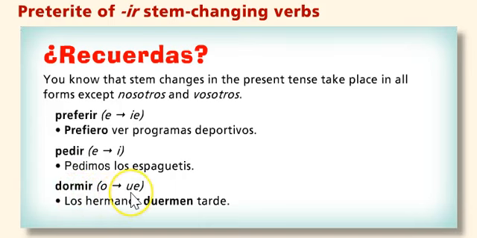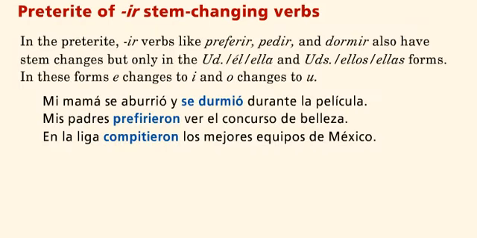And dormir. The O becomes a UE when it gets the stress. So, in the nosotros form, it's not changing. It's dormimos. However, for los hermanos, that's ellos, duermen. They sleep. And so the O has changed to UE because it gets the stress.